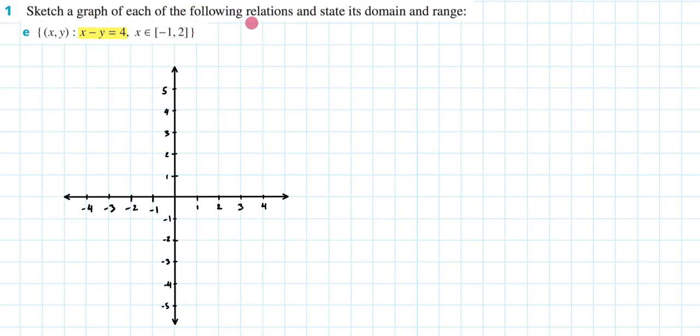The very first thing I'm going to do is give this a slight rearrangement. So it's going to be y equals x minus 4. What I did there is I added y to both sides and subtracted 4 from both sides, just so it's in this form, which is far more familiar to me. Now that I've done that, let's consider the fact that x is between -1 and 2, which means that my graph is going to be between x equals -1 and x equals 2.